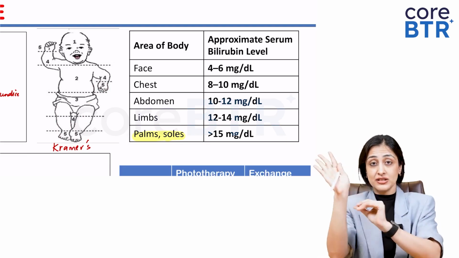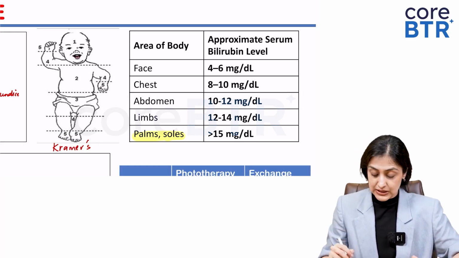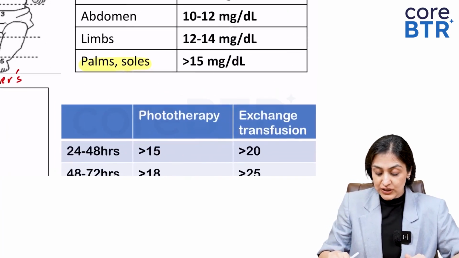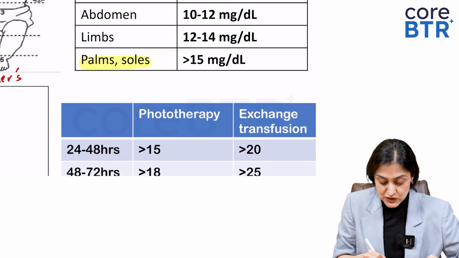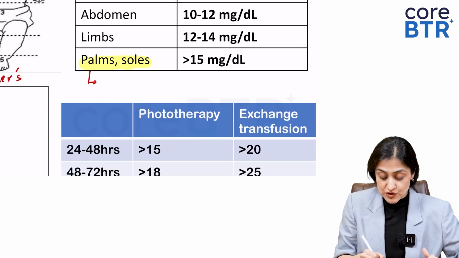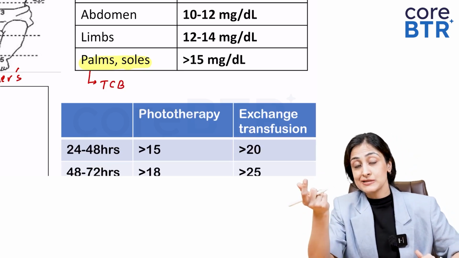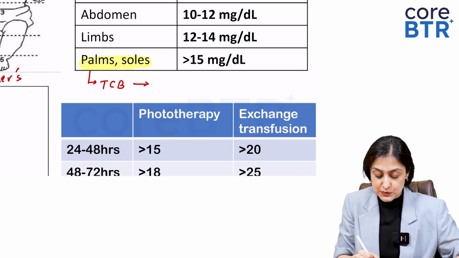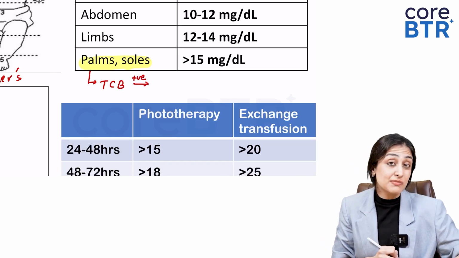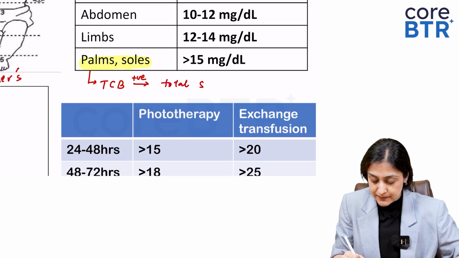So you'll blanch and then you'll see the feet and the palms. This is more than 15, right? So this is your cutaneous estimation, clinical examination. If this is seeming pathological, the next step is TCB, which is a non-invasive estimate. So that's a transcutaneous bilirubinometer. And once this is positive, it is showing that, yeah, TCB also shows that it's more than 15. You will do a total serum bilirubin.